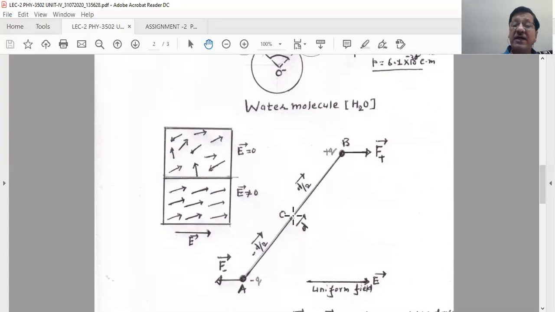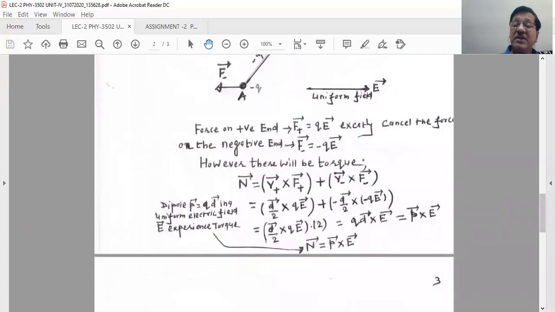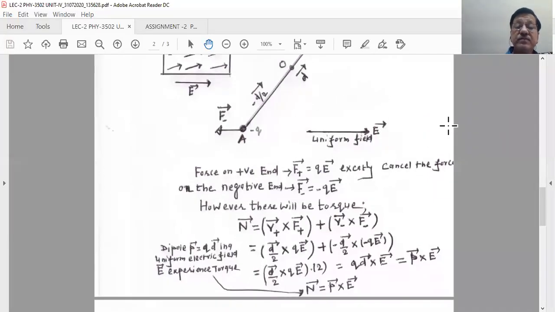To find out the expression of the torque, let us write down the simple expression here. So now you see I wrote this expression here. Let us see this expression. You see I wrote here that the force on the positive end is F plus, which is QE. Exactly cancelling, the force on the negative charge, F minus, is equal to minus QE, because the charge at this point is Q minus. So I write down minus.